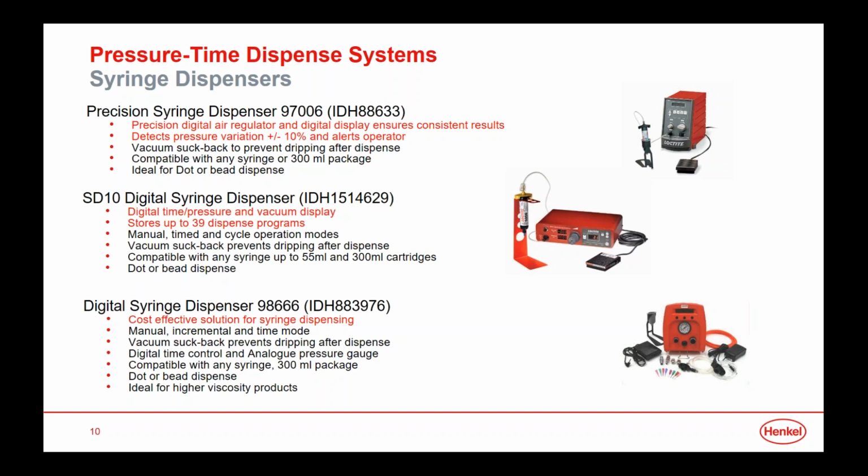The first one is our precision syringe dispenser. So this is the highest performing syringe dispenser. The second one down we call our SD10. So this is a mid-range syringe dispenser. And then finally our digital syringe dispenser on the bottom of the slide is our most cost-effective solution. So as you work down the slide, you work to lower cost solutions, but you also lose some of the features and benefits.